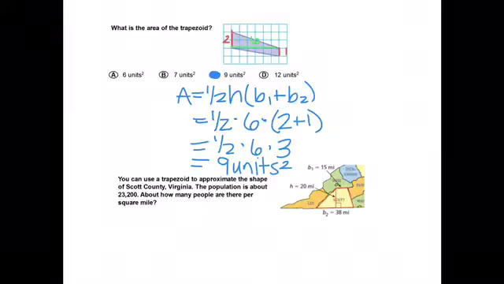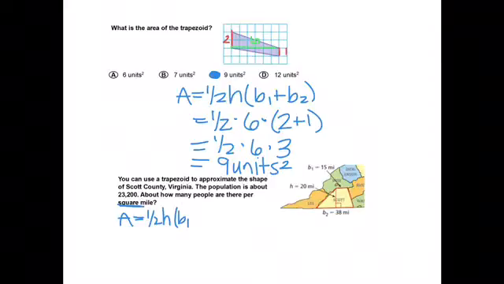This is the next example. It's asking us to look at this picture and use the measurements here. So in Virginia, the county of Scott County is about similar to a trapezoid. So it says the population is about 23,200. How many people are there per square mile? So first thing I find out is how many square miles are there in Scott County. So square miles, square means area. So we're going to find our area.